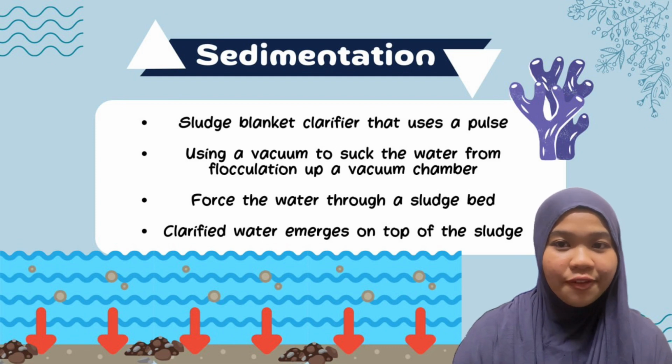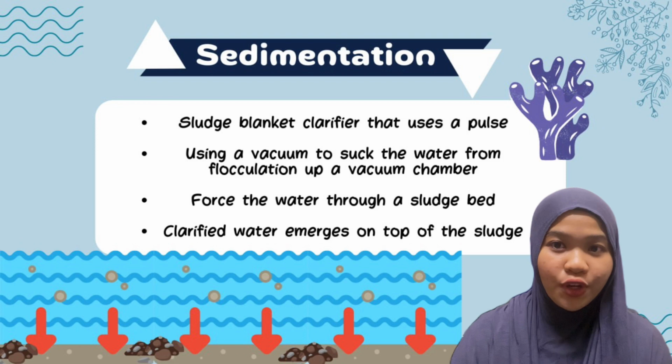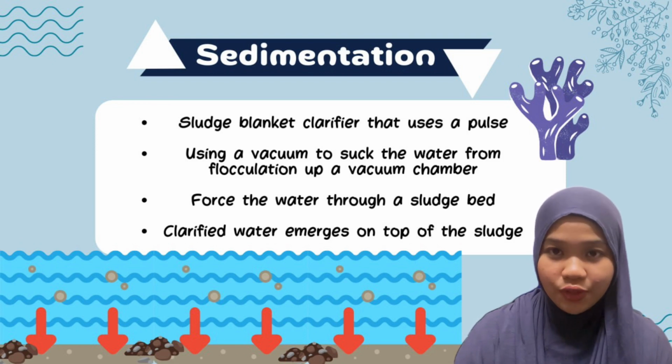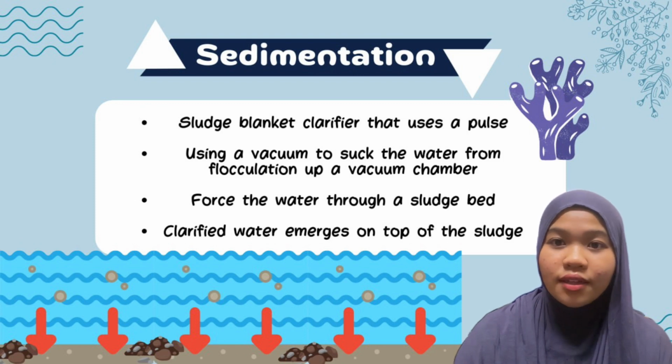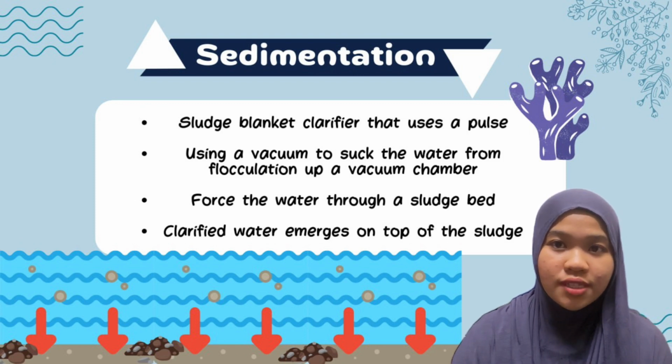Next, pulsator clarifiers are a reliable and efficient settling velocity option for Moyok WTP. The clarifier processes sludge after coagulation and flocculation, forcing it into a sludge blanket that uses a pulse. The system uses a vacuum chamber to suck water from flocculation. Forcing the water through a sludge bed can separate floc from water and allow clarified water to emerge on top of the sludge. Using 3 large pulsator clarifiers is cost-effective, space-efficient, and labor-saving.